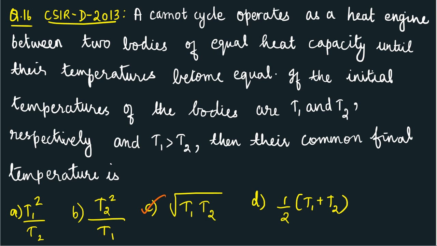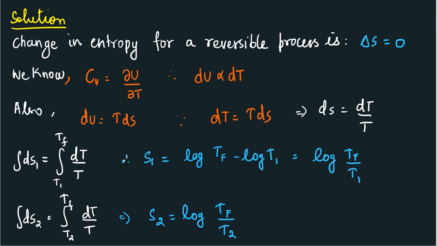The final temperature will be the same for the two bodies. It is already given in the question; you just have to find the common final temperature. It is also given that Cv, the specific heat capacity, is the same. Since there is something related to specific heat capacity, you'll find it, and then you'll try to use T1 and T final.